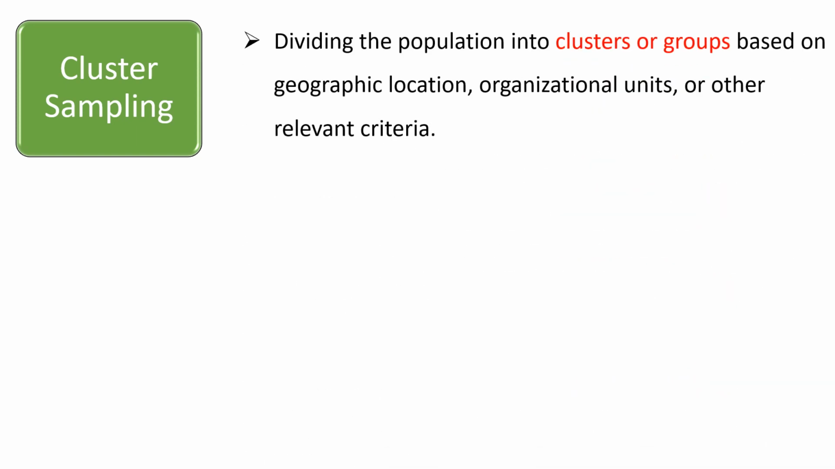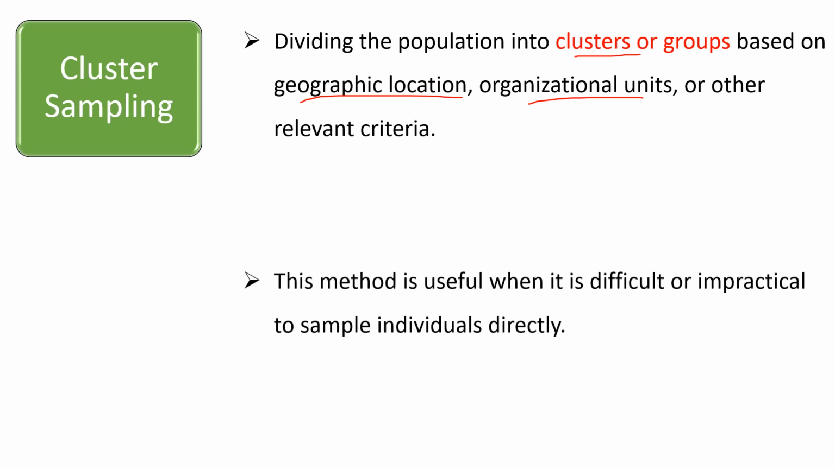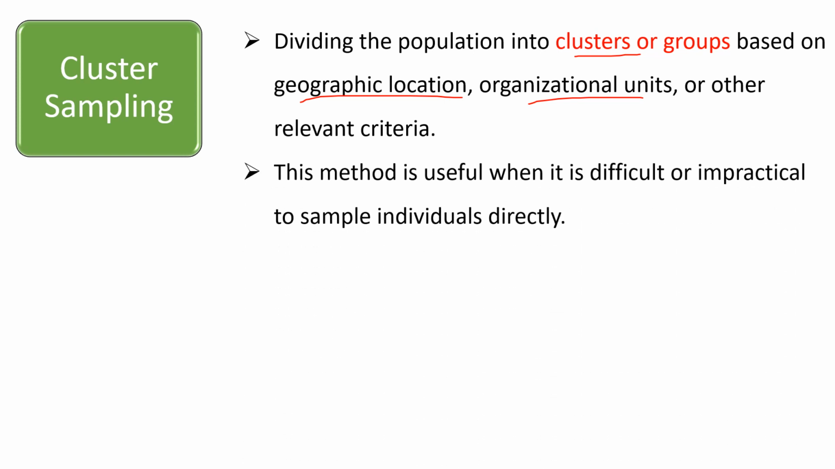Continuing to cluster sampling, we divide the population into clusters or groups based on different criteria like geographical location, organizational units, or other relevant criteria. This type of cluster sampling is used when it is difficult or impractical to sample individual units directly.